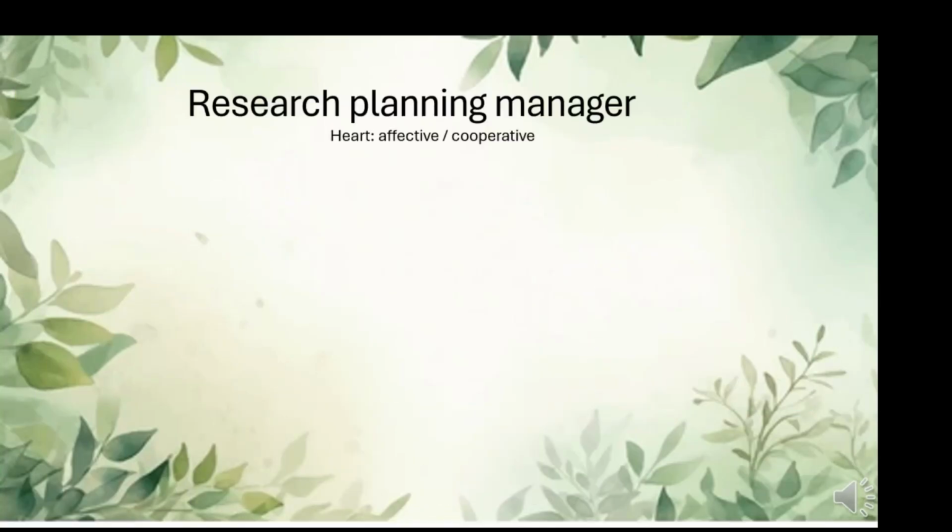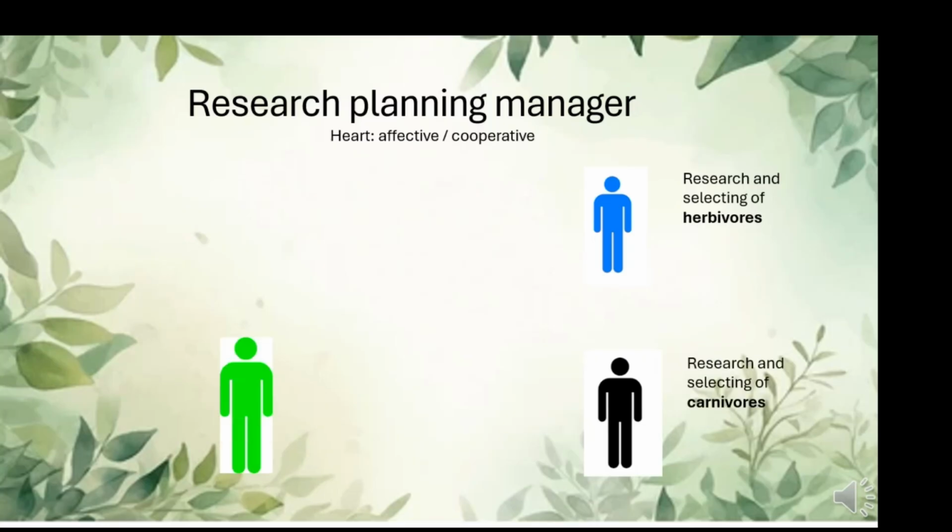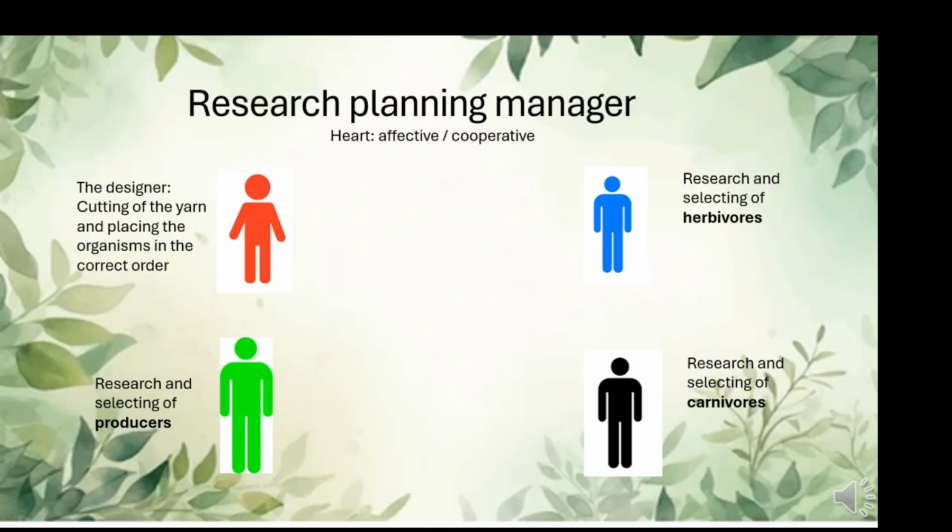As the planning manager, I will give each member a specific task to fulfill. These will go according to their strengths and where each person feels best to contribute. So one person will research and select the herbivores for the food web, while others can do the carnivores and the producers. I then have a person who will design the specific food web, where they are cutting the yarn and placing the organisms in the correct area.